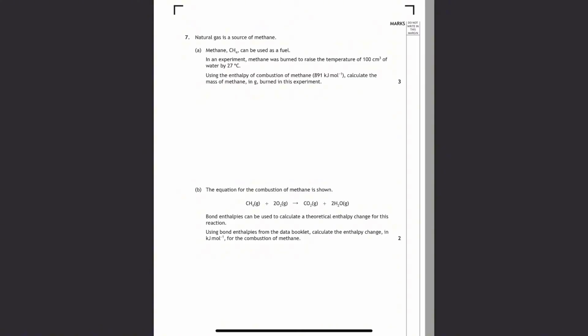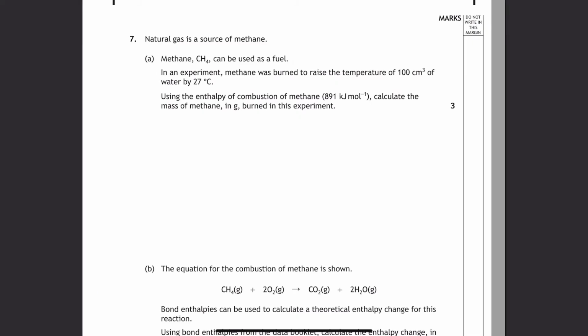Now this one is a little bit different to normal because we're calculating the mass of methane burned rather than calculating the enthalpy of combustion. Let's zoom in a wee bit. So we're given a volume of water, a temperature change, which means we're going to have to calculate the energy released. So we do our E_h equals cm delta T first. So you would always do this bit first unless you're given a quantity of energy that's released. If you're given the quantity of energy released, you can just skip this bit and go to the last direct proportion bit that we will get onto.